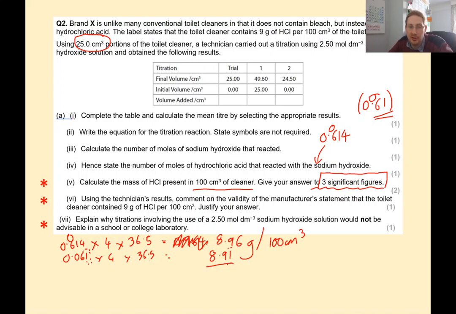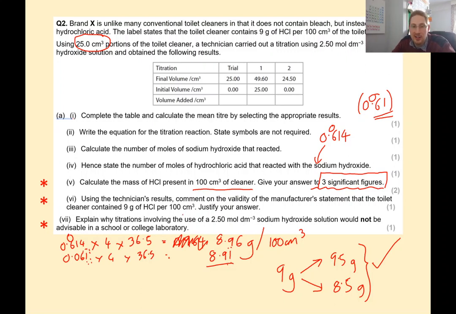Using the technician's results, comment on the validity of the manufacturer's statement that the toilet cleaner contained 9 grams of hydrochloric acid per 100 centimetres cubed. Yeah, of course. If you're only quoting it to 9 grams, then the inherent error is that it is anywhere between 9.5 and 8.5 grams, which of course this is. So it's absolutely fine if it contains 8.96 grams, because rounded to the nearest gram, that is 9 grams. So any answer within this range would be 9 grams per 100 centimetres cubed. That's absolutely fine.